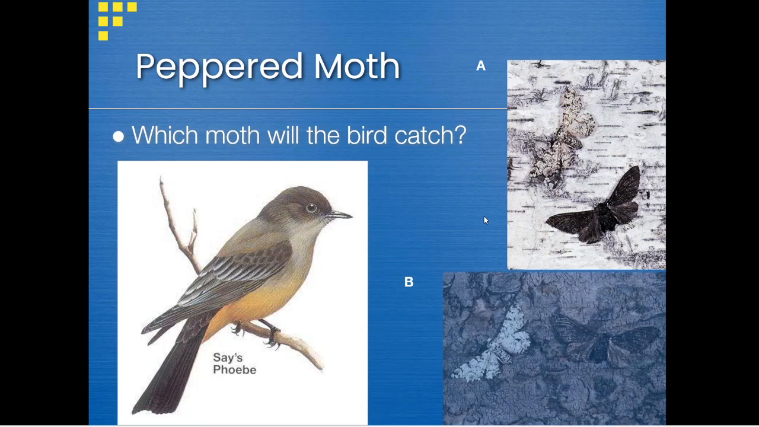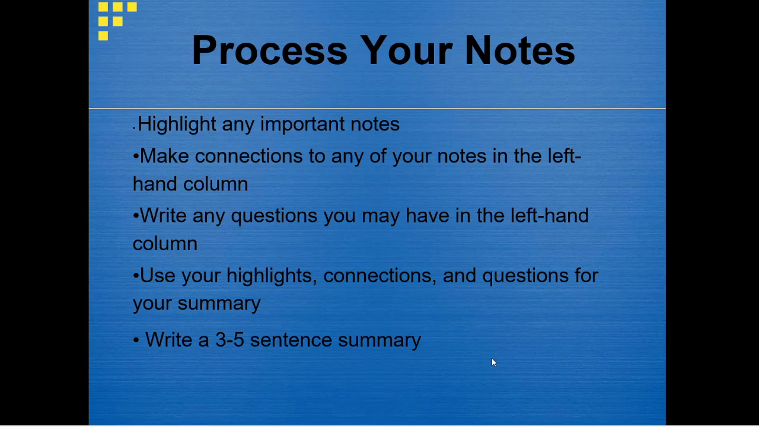Okay. How about this one? Which moth do you think the bird's going to catch here? Hopefully on this one, you said this white one. So it's the same moth, but notice if the trees look like this, white, then white's going to survive. But if the bark is like this, then the black one's going to survive and the white one's not going to survive and reproduce, because this bird's going to eat him. Easier to see. All right, so that is our notes on Darwin.